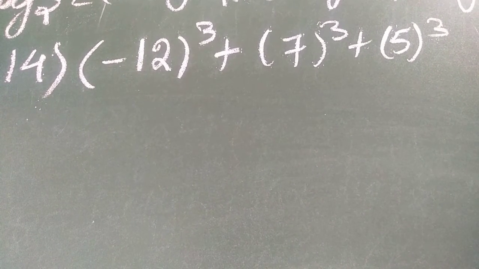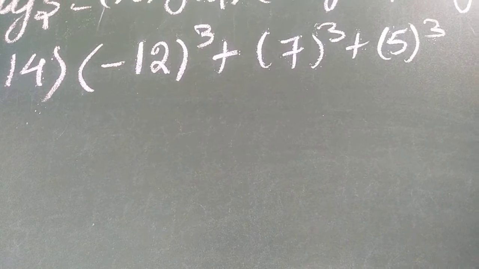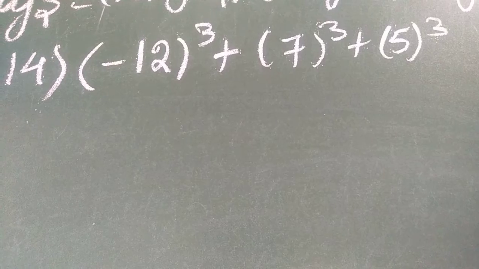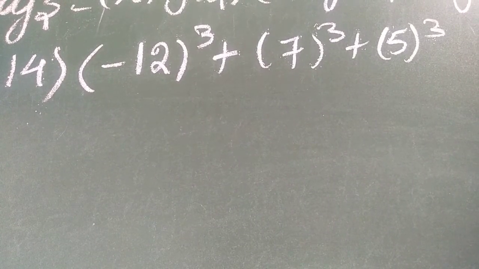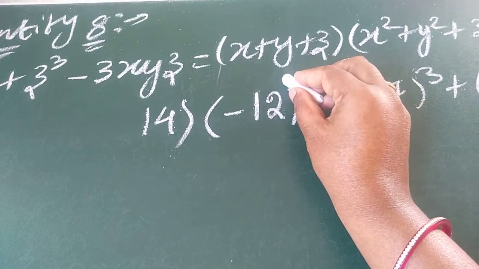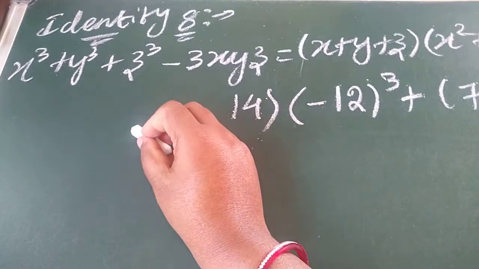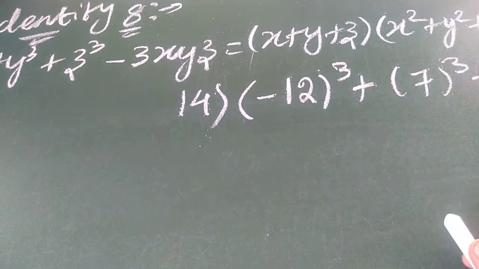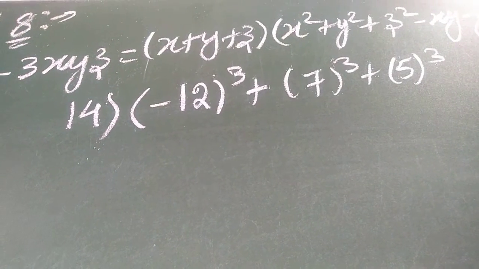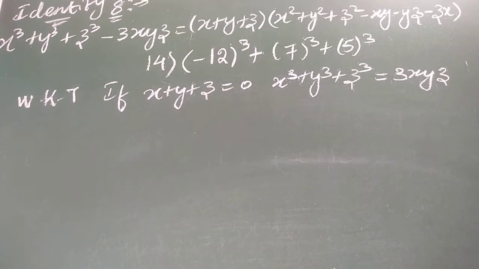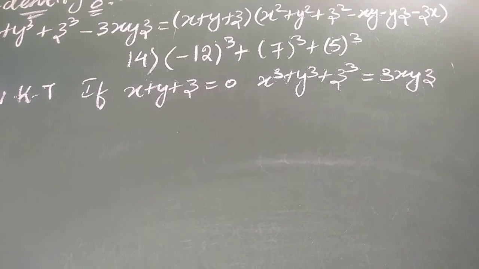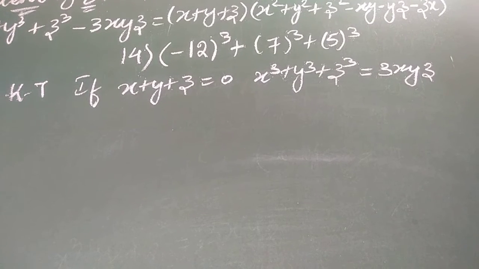So as in the previous question, what was my previous question? x cube plus y cube plus z cube is equal to 3xyz when x plus y plus z is 0. If x plus y plus z is 0, it means x cube plus y cube plus z cube is equal to 3xyz. That I know. So first I will write that. Okay, children. According to my identity number 8, if x plus y plus z is 0, x cube plus y cube plus z cube is equal to 3xyz.